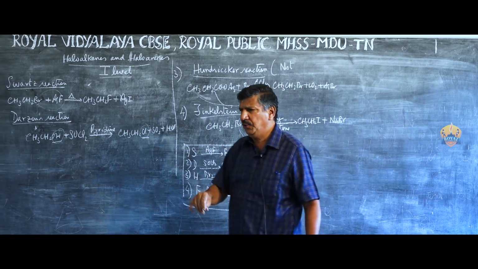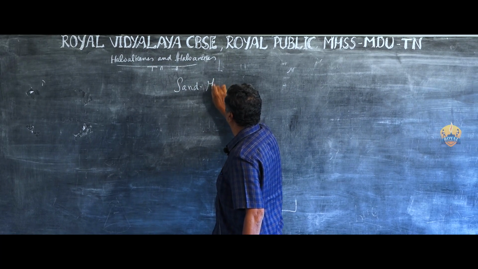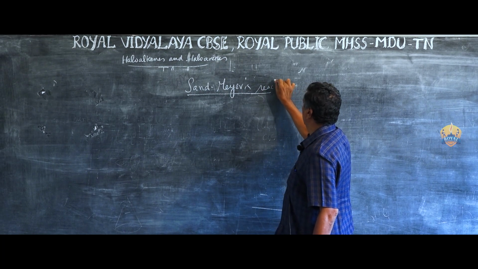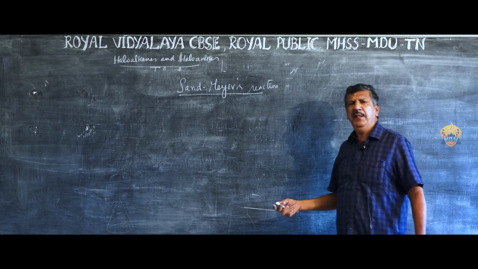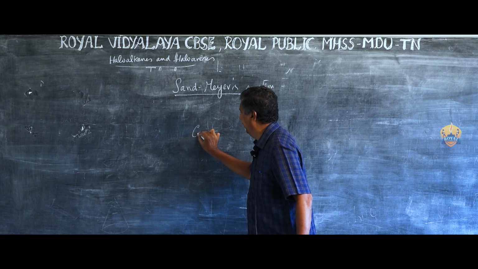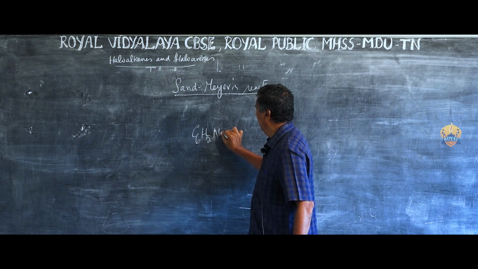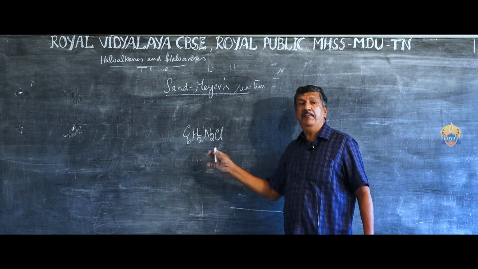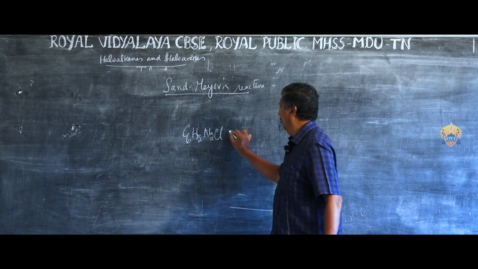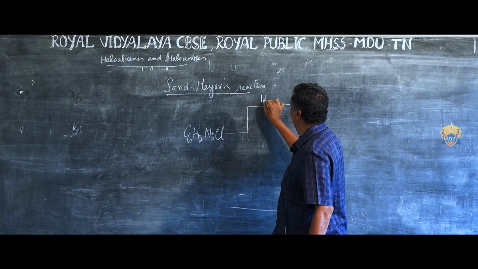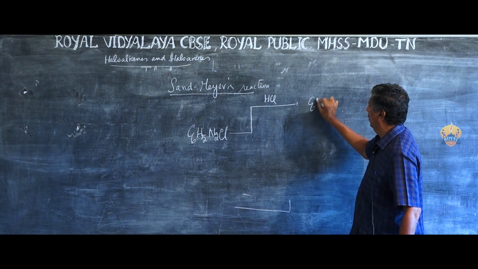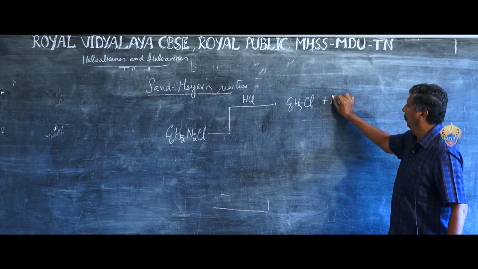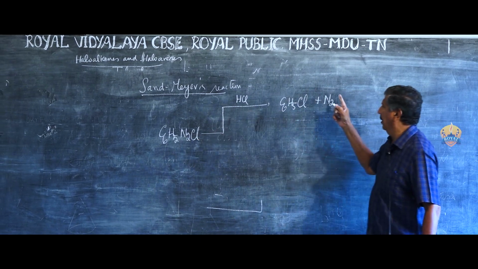Okay. Next one, Sandmeyer reaction. Sandmeyer reaction means you should select benzene diazonium chloride. This should be kept at low temperature. Okay, when this is treated with HCl, it will give C6H5Cl plus N2. This N2 will be coming out individually.